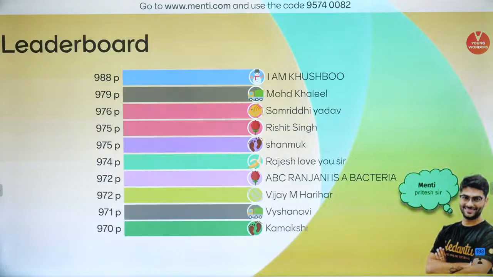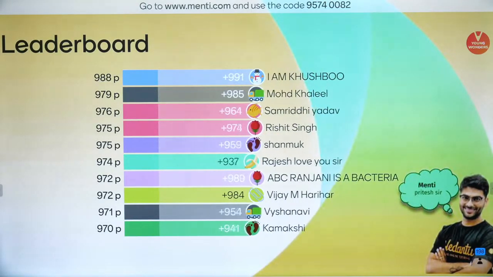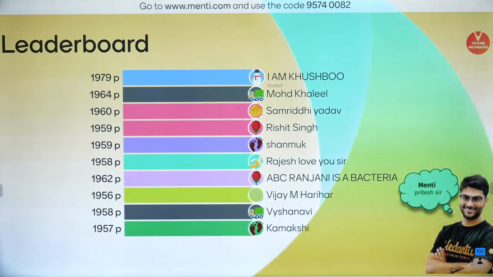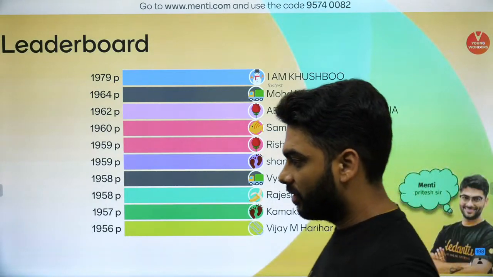Looking at the super board with the superstars. We have got Khushbu, Khaleel, Samriddhi, Rishit, Shanmukh, Rajesh. Thank you so much. God bless you. Ranjini, Vijay, Vaishnavi and Kamakshi. Ranjini, you are a bacteria. Oh my God. That's scary. Khushbu, you are the fastest. That's amazing. Congratulations.